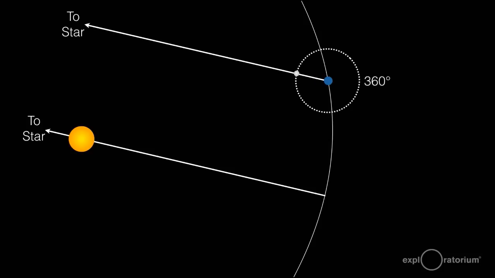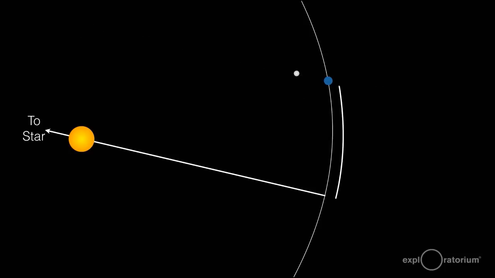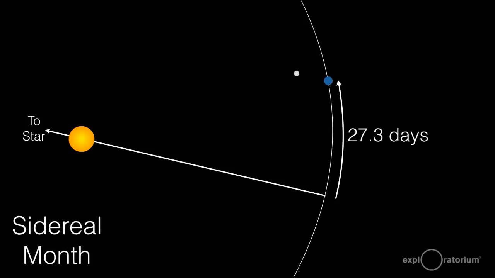And if you look out in the same direction, you'll see that star, but you won't see the sun. Why? Because the Earth has moved in its orbit and the sun is no longer in that direction. This 360 degrees around the Earth, this one orbit, takes 27 1/3 days, and it's called the sidereal month because it's lining up to a star.